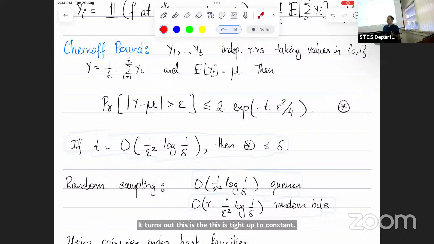But what is perhaps not clear is, do we really need this much randomness? Do I need to use r times 1 over epsilon squared log 1 over delta random bits, or can I get away with somehow a little less than this much randomness?